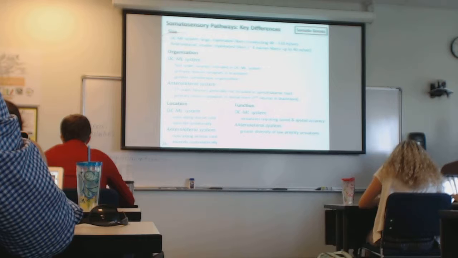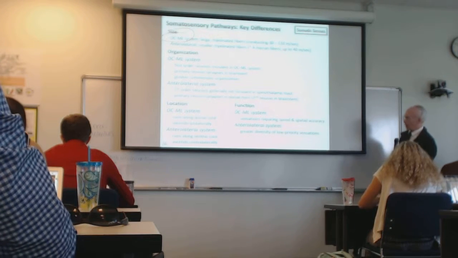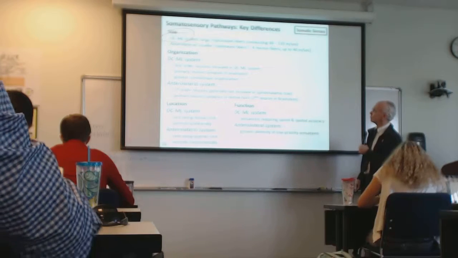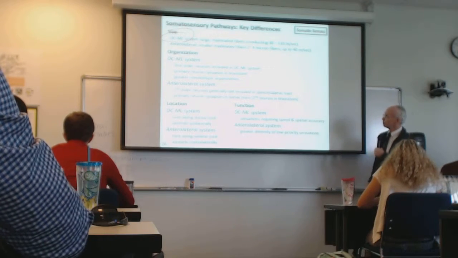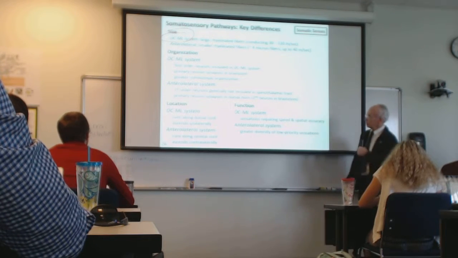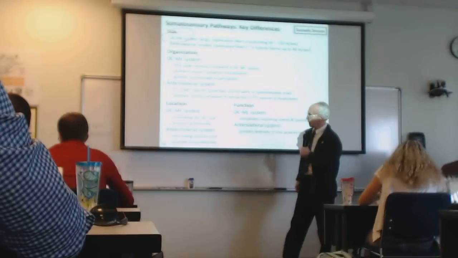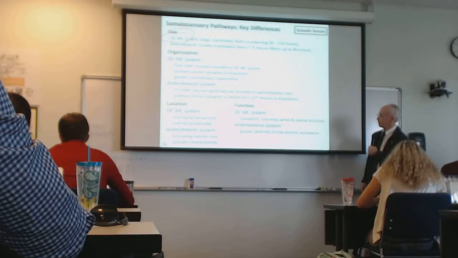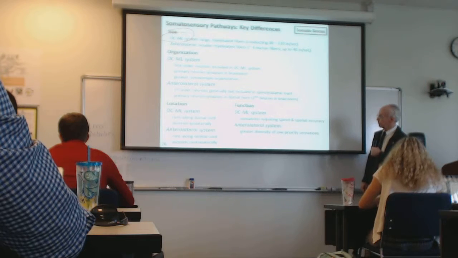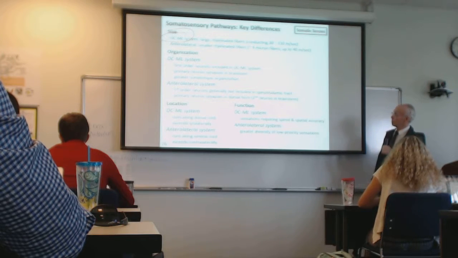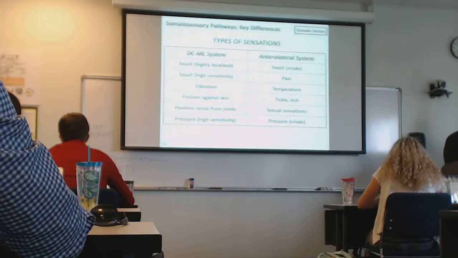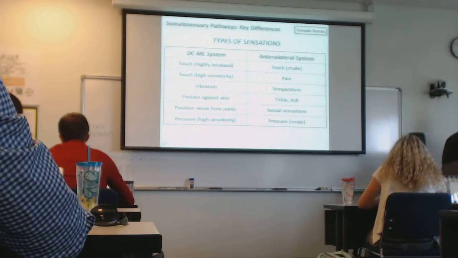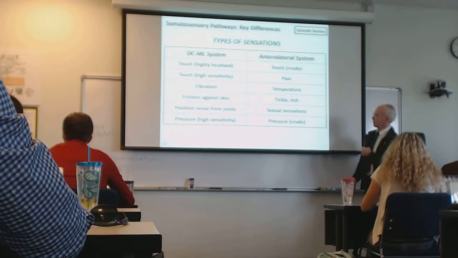So we've pointed out the DCML system conducts more rapidly, has larger fibers, and tends to be more myelinated. We've indicated that it ascends ipsilaterally, whereas the spinothalamic tract ascends contralaterally. And then in terms of function, again, just a very, very gross simplification.